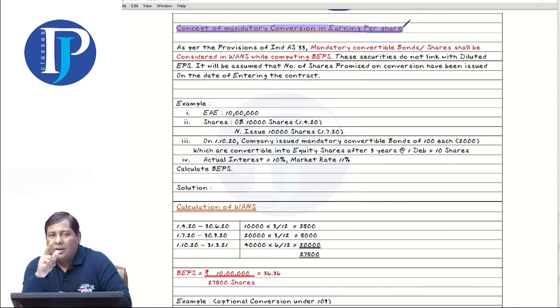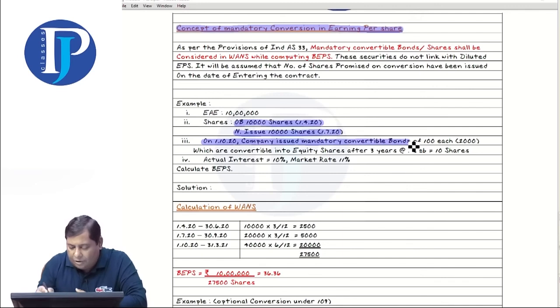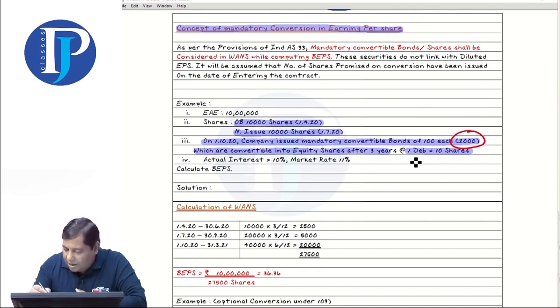Okay, now in the case of mandatory conversion, see this example. I have an opening balance, then I issue a new one. On 1st of October, the company issued 2000 mandatory convertible bonds, and they are convertible into equity shares, 10 shares for one debenture. We have 2000. From one, we will make 10, so we get 20,000 shares.